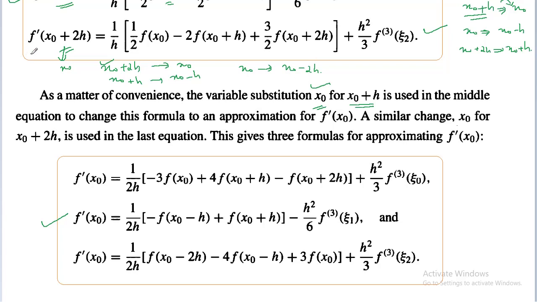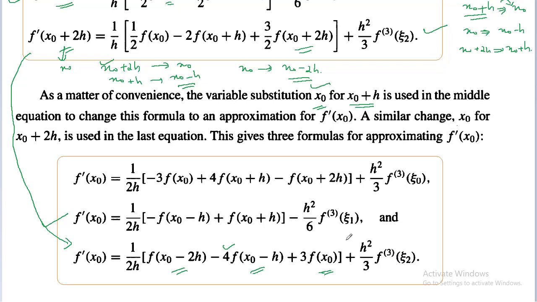So this equation is transformed into this: f dash of x0 is equal to 1 by h into 1 by 2 into f of x0 minus 2h, minus 2 into f of x0 minus h, and here it is 4 because we took 1 by 2 outside. Here f of x0 plus 2h is nothing but f of x0. Then plus h square by 3 f3 of zeta 2.